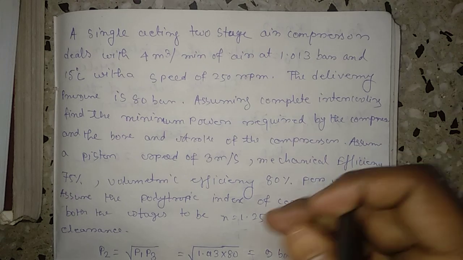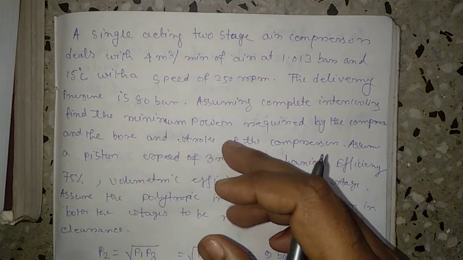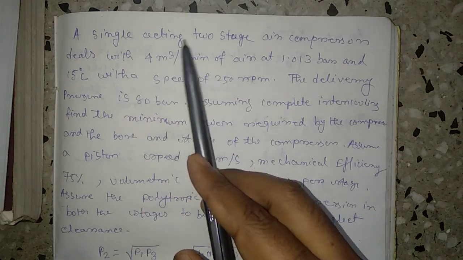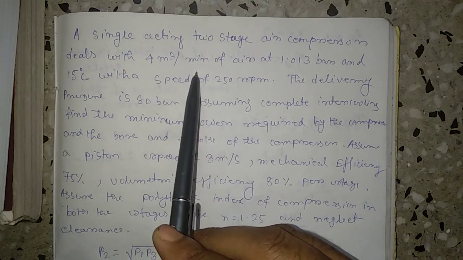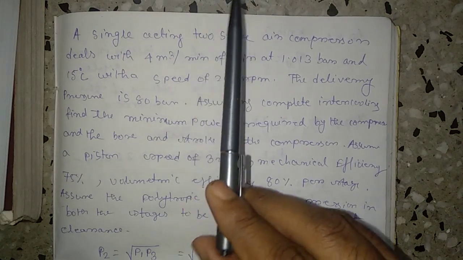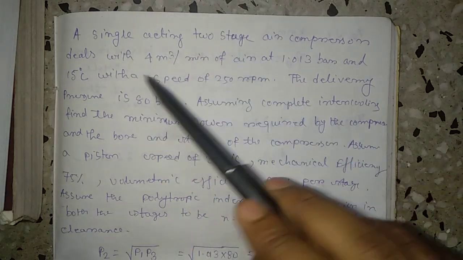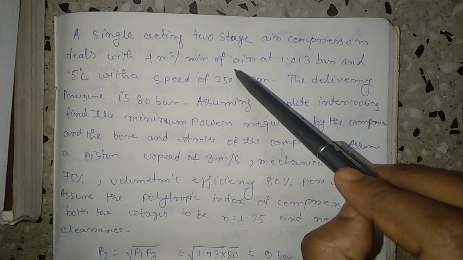Welcome back, students. Let's take an example on this multi-stage compression process. Let's take a numerical example. A single acting two-stage air compressor deals with 4 meter cube per minute of air. So the initial condition of volume for the two-stage air compressor is given as 4 meter cube per minute of air.